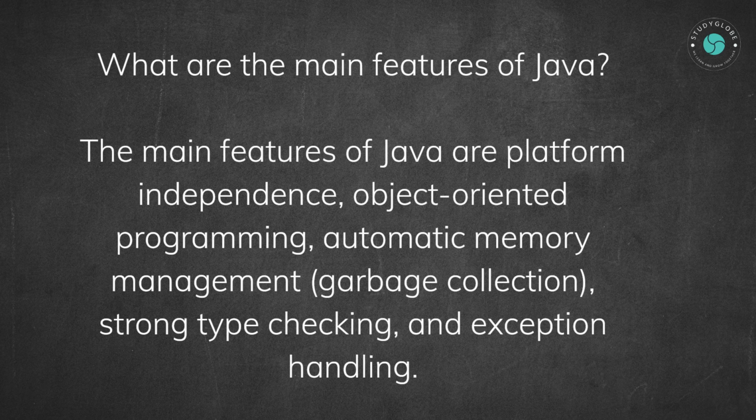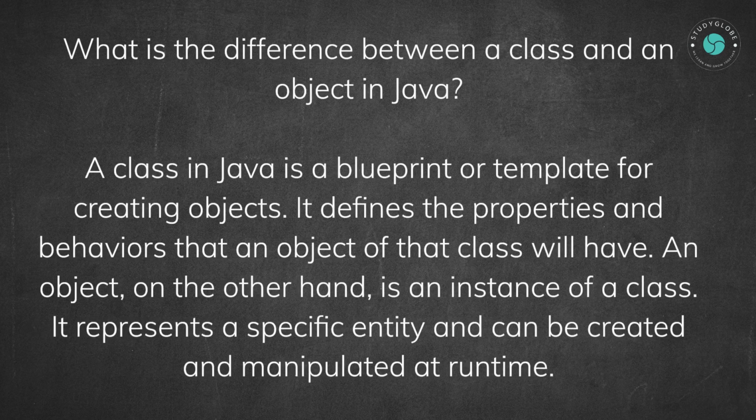What are the main features of Java? The main features of Java are platform independence, object-oriented programming, automatic memory management, garbage collection, strong type checking, and exception handling.